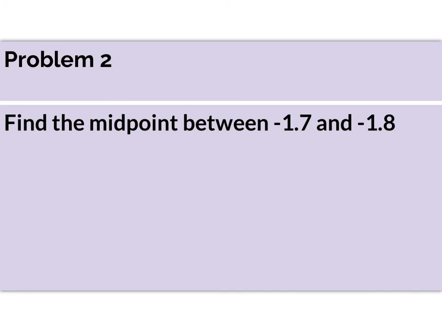Okay, problem 2. The midpoint. So what you're going to do is add the numbers plus negative 1.8. It gives us negative 3.5. Divide those by 2. And halfway between is negative 1.75.